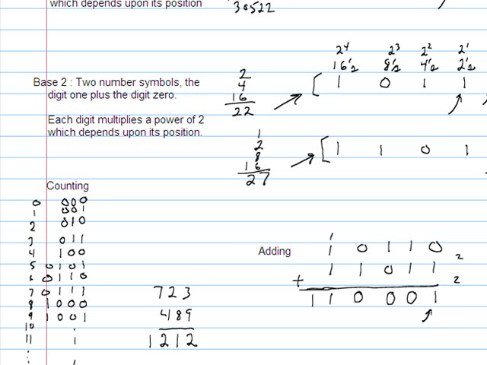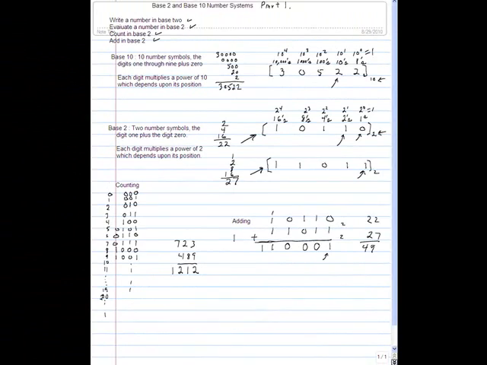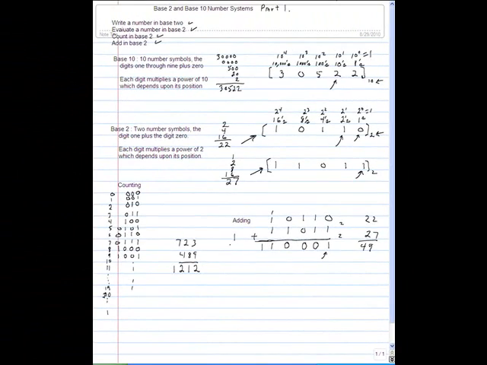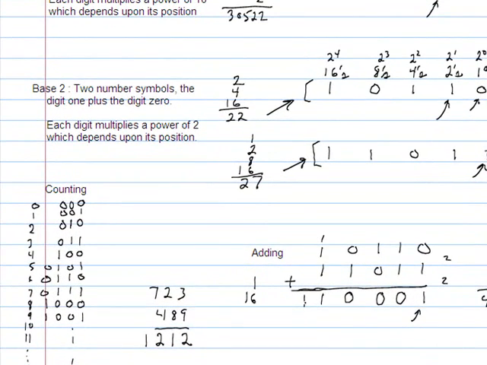A 1 in this position is a 1 unit, so that's a 1. A 0 in this position says we have no 2 to the 1, so we have no 2's. This says we have no 4's. This says we have no 8's, but this says we do have a 2 to the 4, which is 16. And this says we have exactly 1 2 to the 5, which would be 32. We add them up, 1, 16, 32, we get the correct answer, 49.